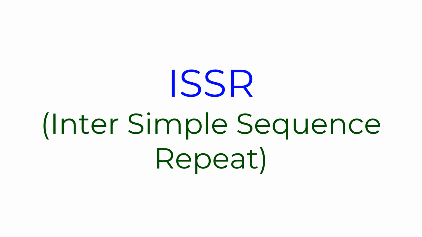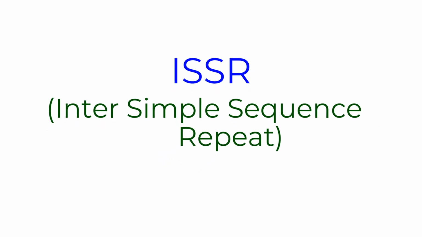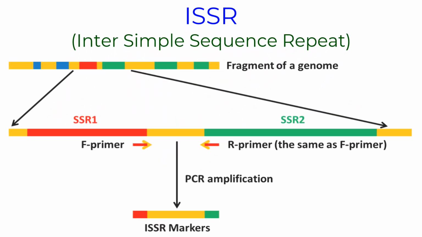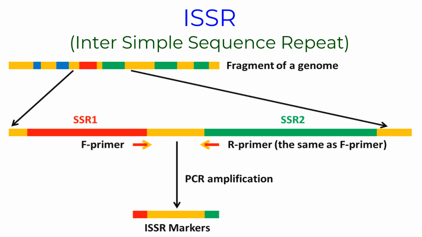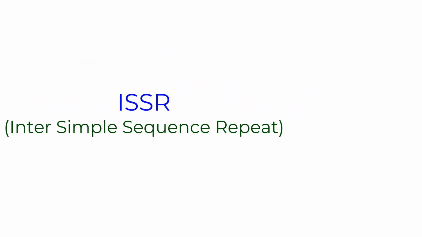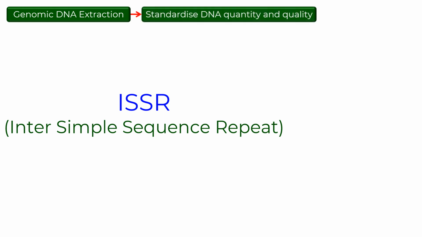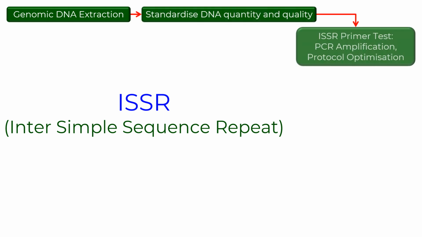ISSR or Inter-Simple Sequence Repeat. ISSRs are DNA fragments of about 100 to 3000 base pairs located between adjacent, oppositely oriented microsatellite regions. Protocol: ISSR involves genomic DNA extraction, standardizing DNA quality and quantity, ISSR primer test, PCR amplification, and protocol optimization.